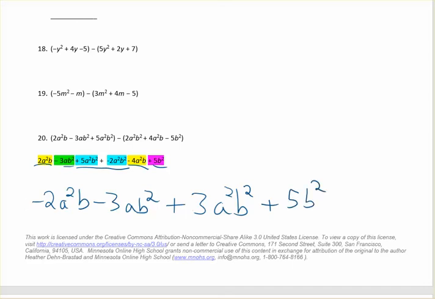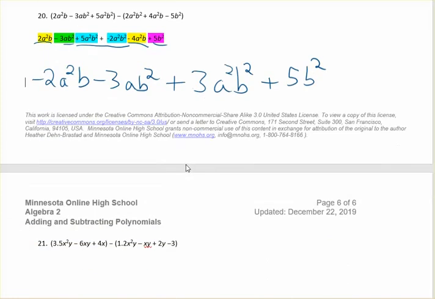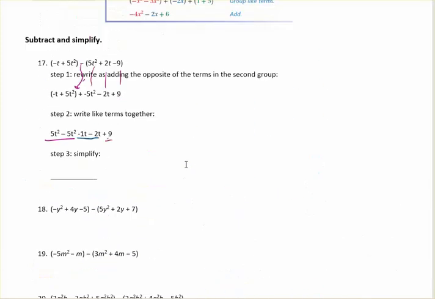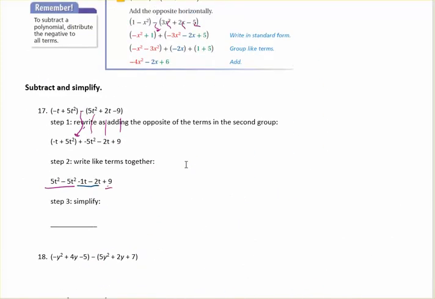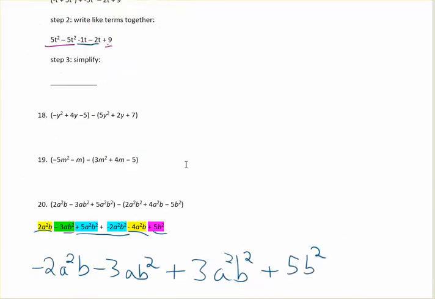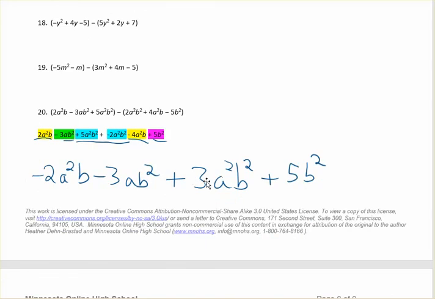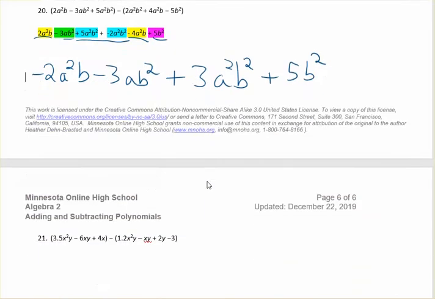And that's it. You can just go through, make sure you didn't miss anything, and that's your final answer. Sometimes you can write them in standard form, which is good practice, but with more than one variable, there's no real standard form. So just do the best you can.